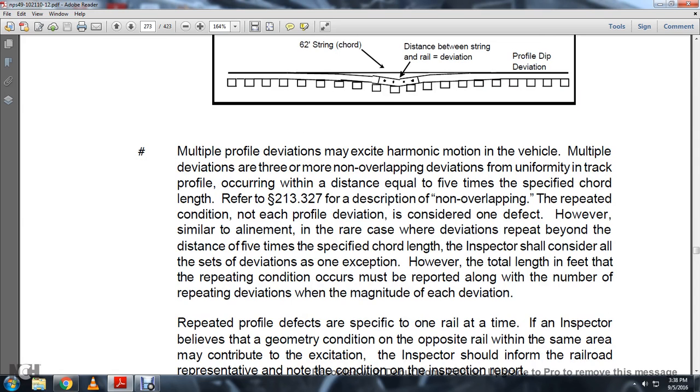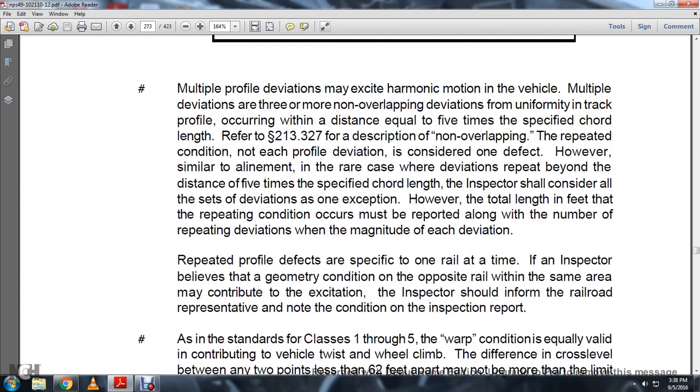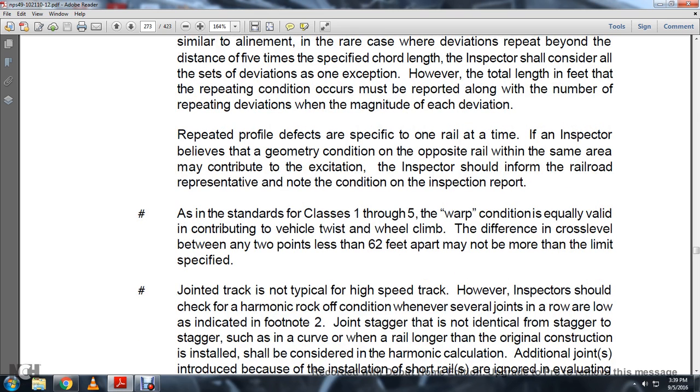Multiple deviations, 3 or more non-overlapping deviations of uniform track profile occurring within a distance equal to 5 times the specified chord length. Refer to the description in 213.327. Non-overlapping repeated positions that are not equal, each profile deviation, are considered one defect. However, as with alignment, in the rare case where the deviation is repeated beyond the distance of 5 times the specified chord length, the inspector should consider all the deviations as one exception. However, the total length of the repeating conditions must be reported along with the number of repeating deviations and the magnitude of each deviation.